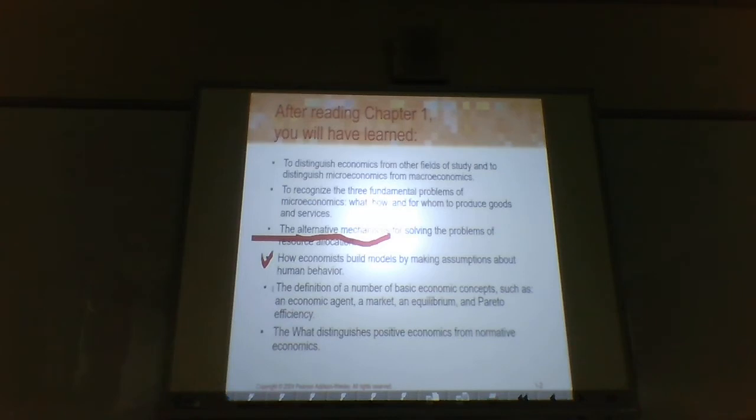Here, also the definition of a lot of basic economic concepts such as economic agent. An economic agent can be a consumer or a producer. And market: basically, you have a group of people, buyers and sellers. So when we talk about a market, it's not necessarily a physical place, say a night market, because we can buy goods online.